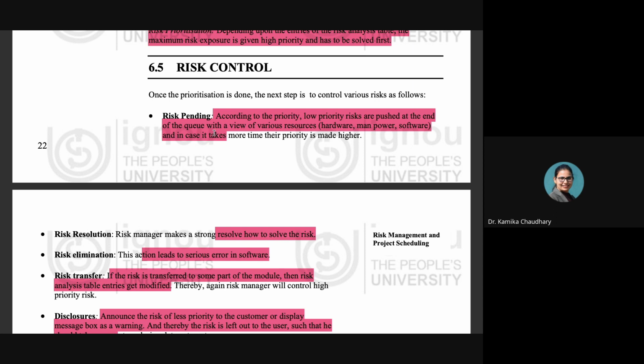Second is your risk resolution. The risk manager makes a strong resolve on how to solve the risk. Risk resolution means the situation which is going to explain how to solve that particular risk. Elimination means trying to deal with what leads to a serious error in the software. We just try to eliminate the risk.